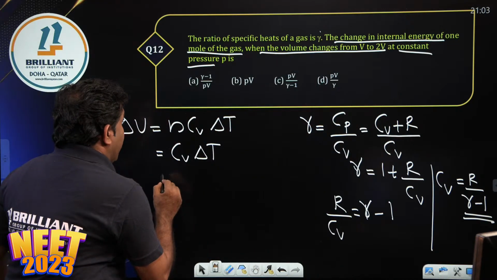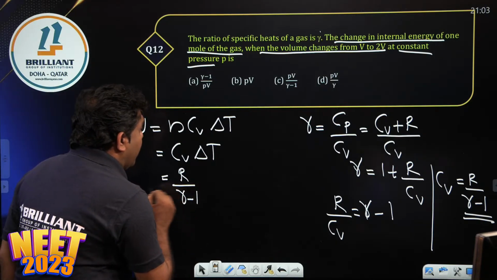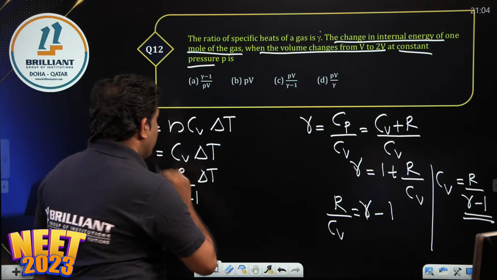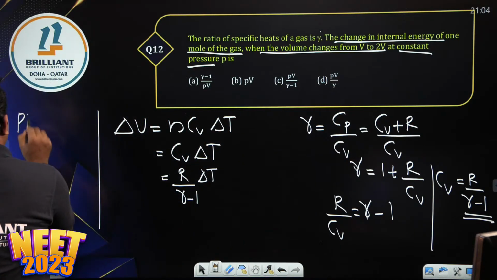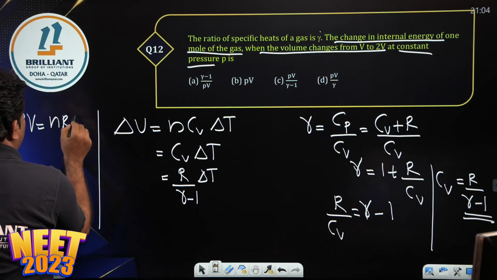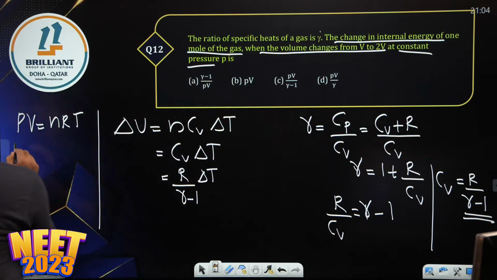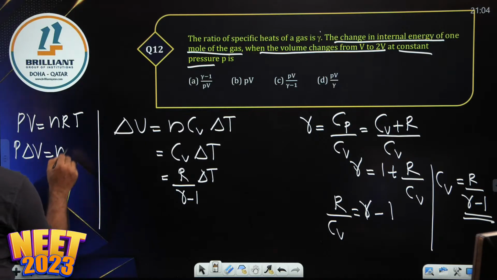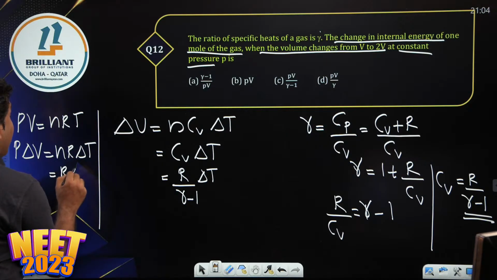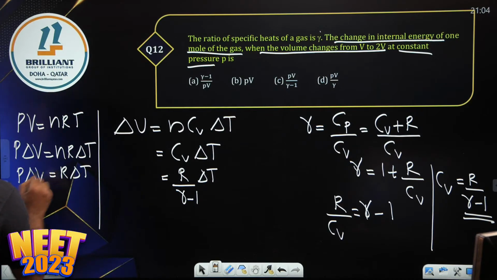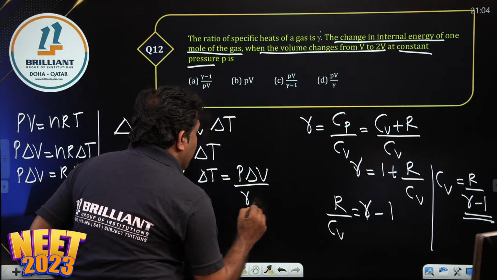So instead of CV, I can write the formula, that is equal to R by gamma minus 1 into delta T is there. So now what is this R delta T stands for? We know according to the equation of state, PV equal to nRT is there. So if I am changing the temperature here and they said constant pressure, so volume only changing. So P delta V is equal to nR delta T is there. So look, one mole. So I can say R delta T is equal to P delta V is there. So instead of R delta T, I am writing P delta V by gamma minus 1.